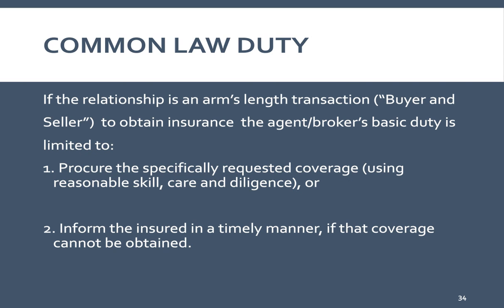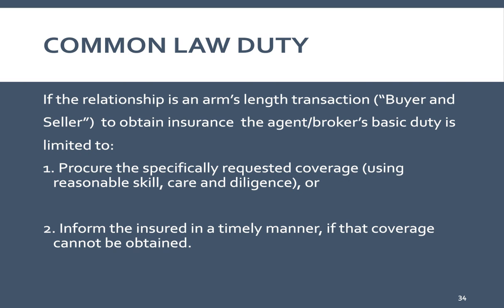But basically, reasonable skill, care, and diligence is to procure it, and the operative word is to procure. So it's not to advise the insured. It's to go through the process of getting it. And so once the insured comes in and says, this is what I want, that's pretty much what the insurance intermediary is supposed to do. And if they can't do it, advise them in a timely manner.